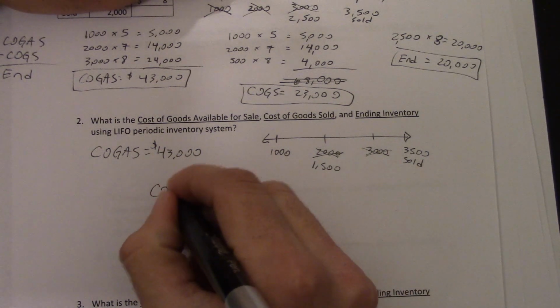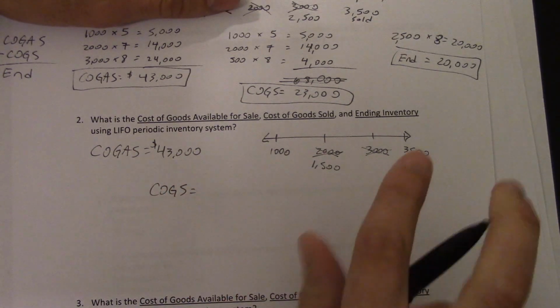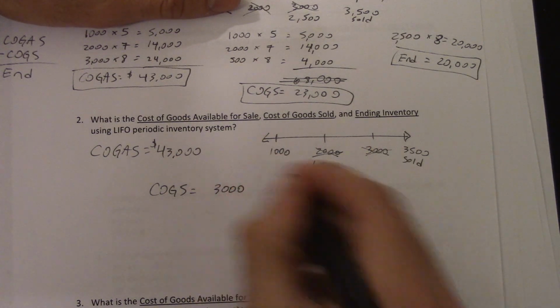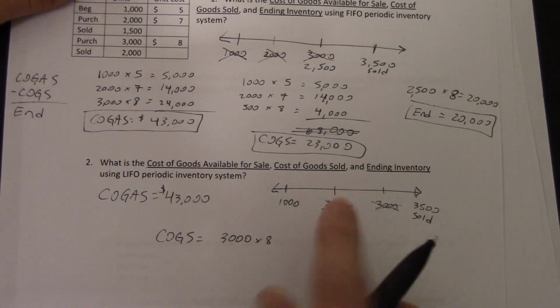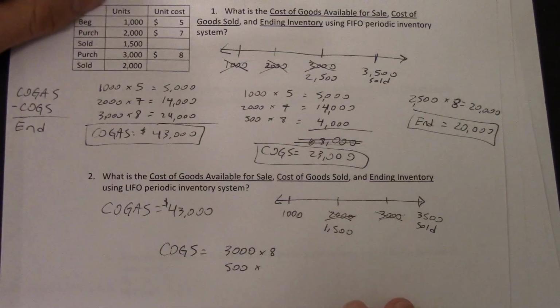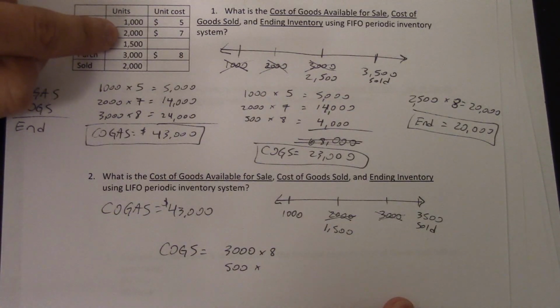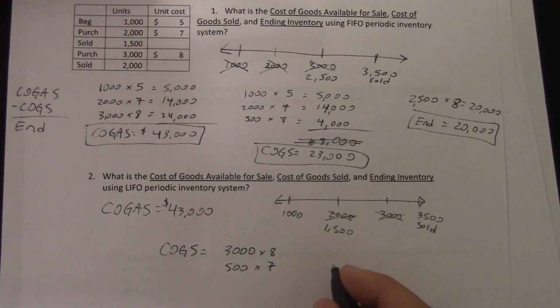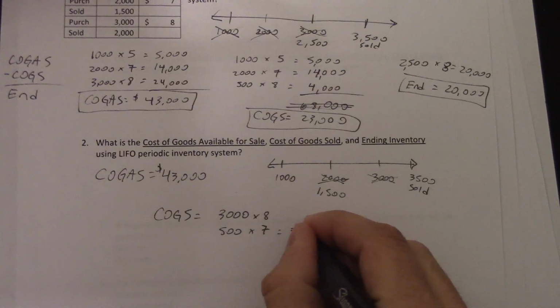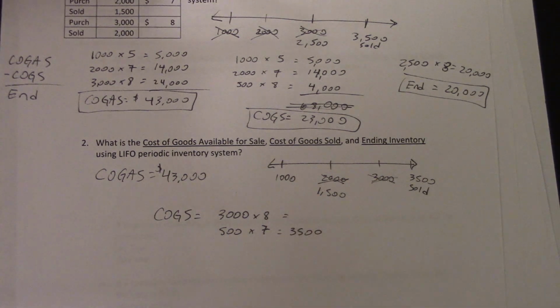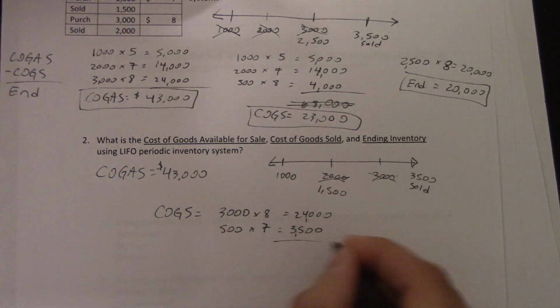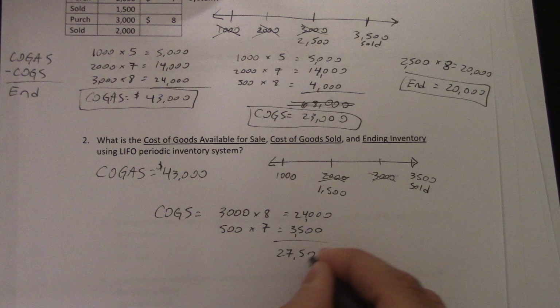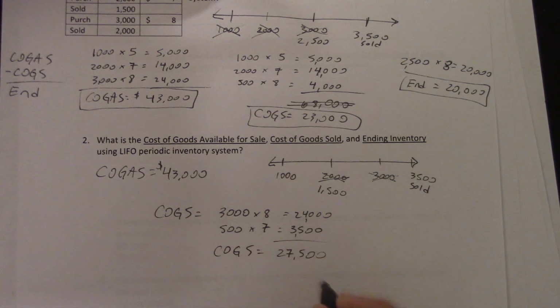So our cost of goods sold is the units that we sold. So we sold all of these units, 3,000 units, at a cost of $8 each. And we sold 500 units from these 2,000 units, which each cost $7. So this is 3,500. This is 24,000. Add that up, and you should get 27,500 as cost of goods sold.